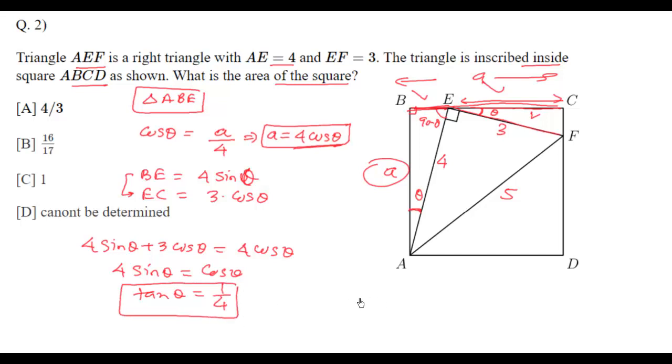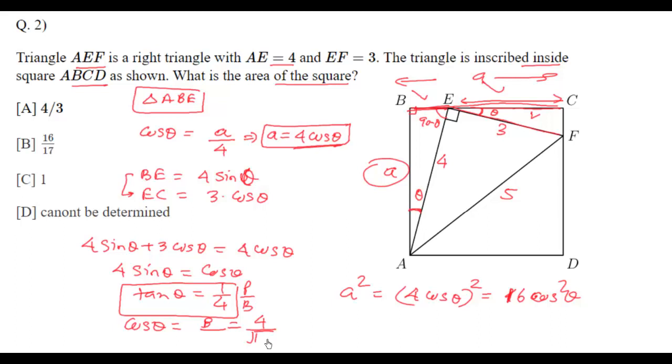So the area of this square would be what? A square, which is nothing but what? 4 cos theta whole square, which is nothing but 16 cos square theta. Now tan theta is known, so cos theta can easily be identified, right? This is perpendicular over base. So cos theta would be what? Base over hypotenuse. So base is what? 4, and hypotenuse would be under root of 1 square plus 4 square, which comes out to be root 17, right? So we can just substitute here.